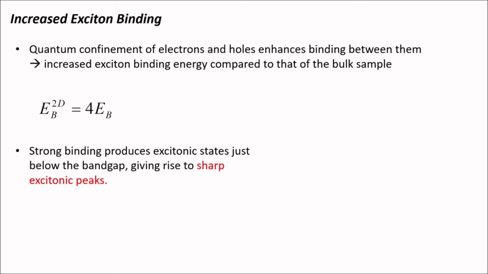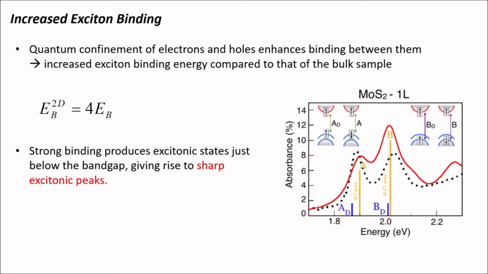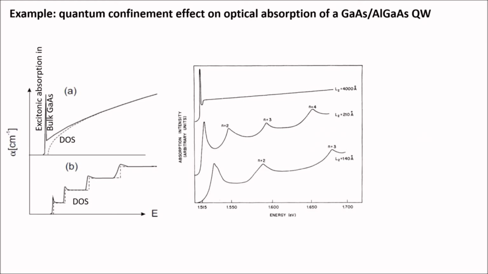Strong binding produces excitonic states just below the band gap, giving rise to sharp excitonic peaks at temperatures where the exciton binding energy is higher than the thermal energy. Thus, excitonic resonances are very pronounced in the quantum confined structures. In strong confinement conditions, they can be seen even at room temperature. For example, this figure shows the optical absorption in two-dimensional molybdenum disulfide at room temperature, and it is characterized by excitonic absorption.